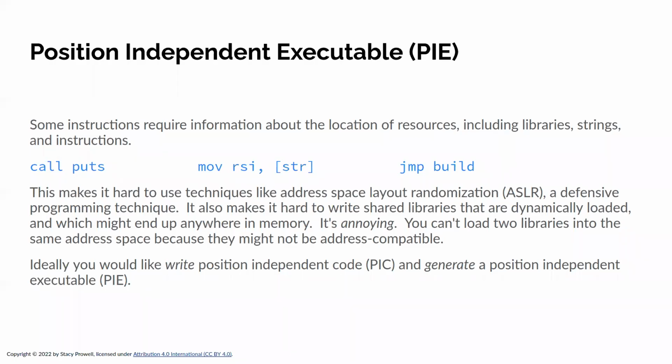Some instructions require lots of information. We've already seen them: call, move with an address, jumping somewhere. Those all require that you actually have an address. And ideally, you'd like to write position independent code, or PIC, and then generate a position independent executable, or PIE. So you'll see PIC and PIE used interchangeably. They mean slightly different things, but no one really cares. Most of the time, PIE will be what you'll see when you're using switches for linking and so on.